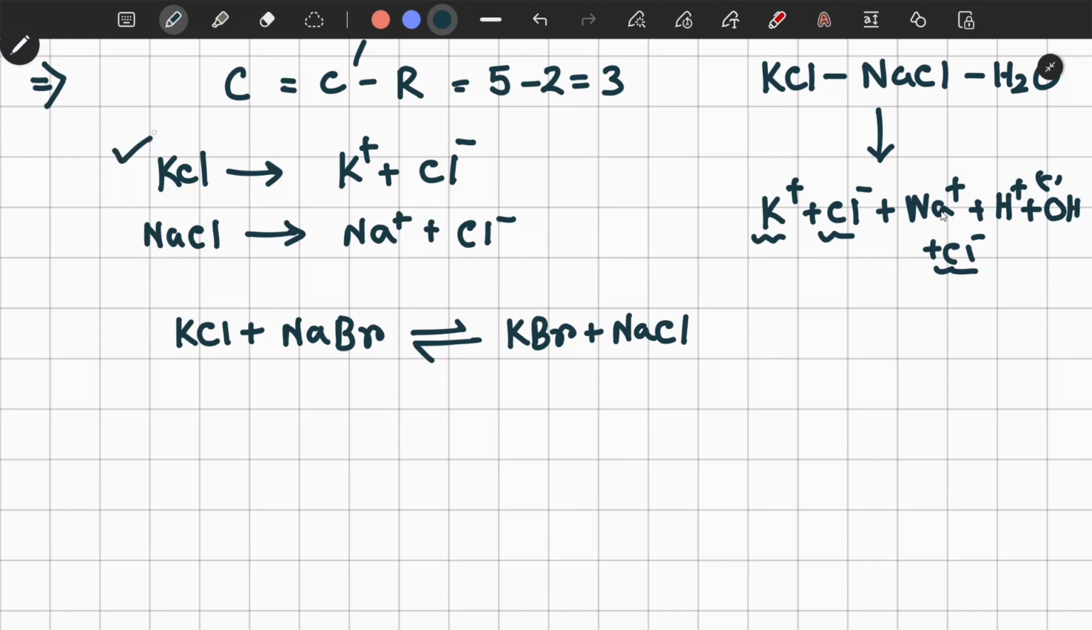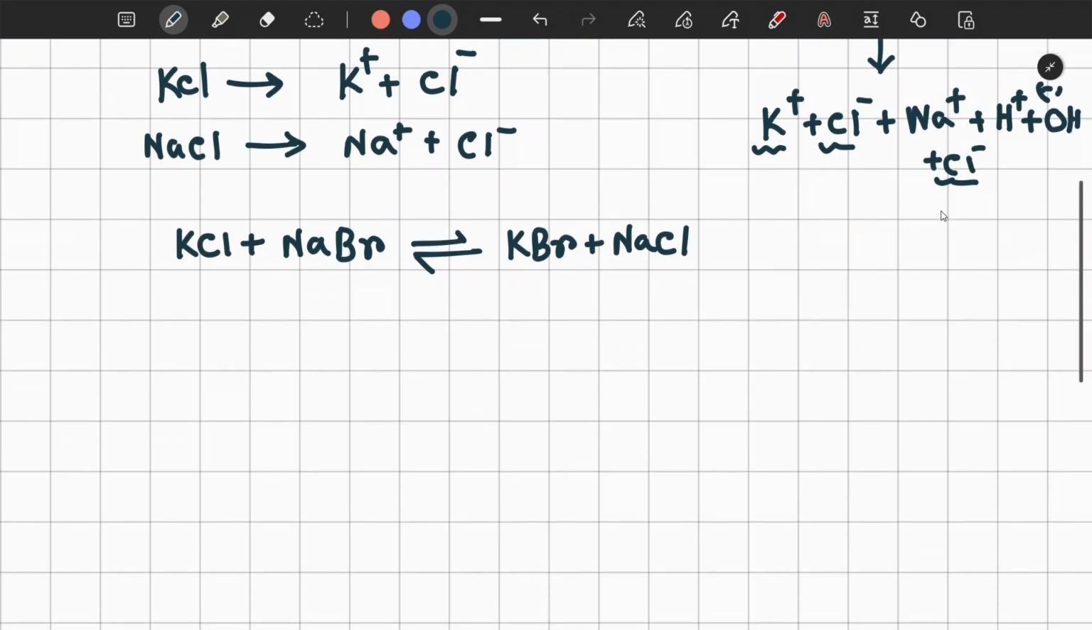So either KCl is there or this K plus Cl minus is there. Both sides are not present there. So that is the important factor. In case of KCl and NaCl, you have to consider both. So now just to calculate the C prime.